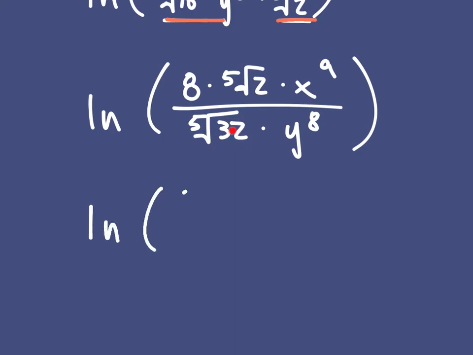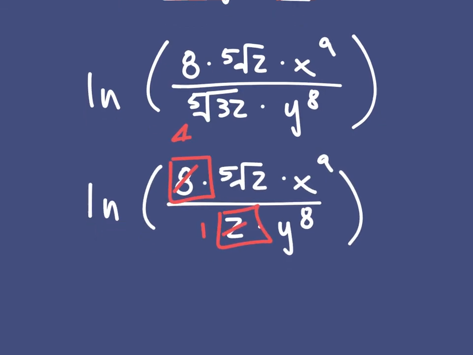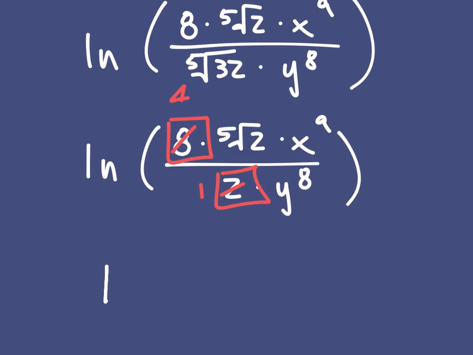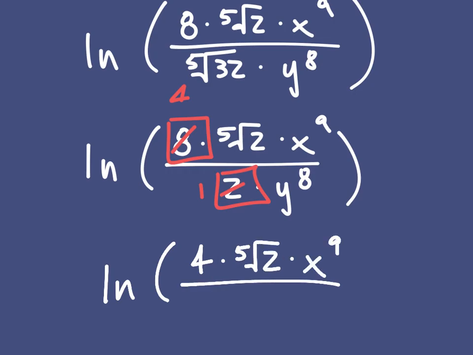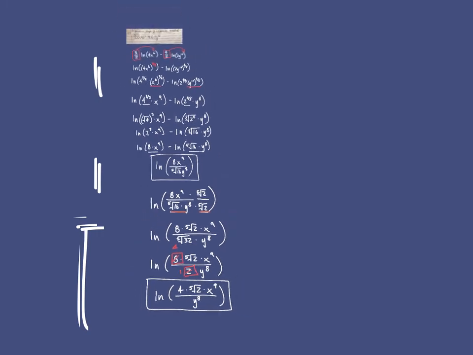So now you have the natural log of 8 times the 5th root of 2 times x to the 9th over 2 times y to the 8th. At this point, now you can divide out the 8 and the 2. That's going to divide out to 4 over 1. So now you have the natural log of 4 times the 5th root of 2 times x to the 9th all over y to the 8th. And that is your answer if you were to rationalize your denominator.